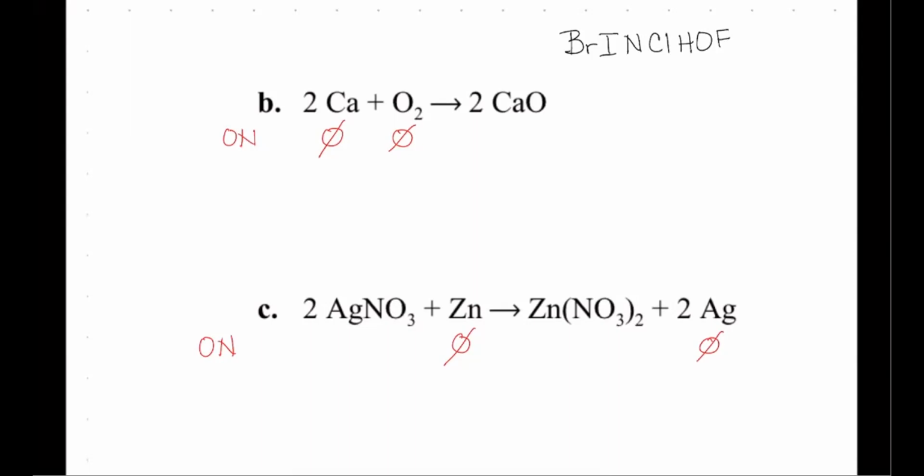That's a made up word, Brinkelhof. It sounds German, right? Anyways, Brinkelhof is bromine, iodine, nitrogen, chlorine, hydrogen, oxygen, fluorine. Those are your diatomics, the elements given by the word Brinkelhof.